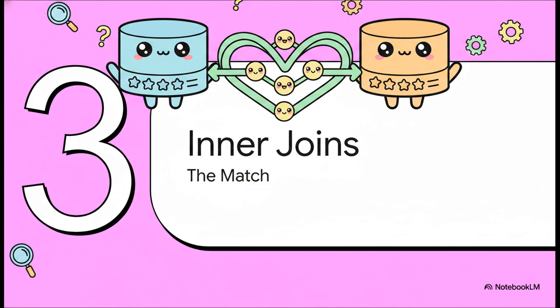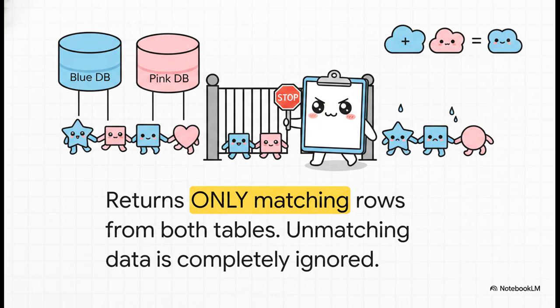Let's see how this sequential worker logic builds into our very first and probably most classical method. The inner join is strict, really strict. It returns only the matching rows from both tables. Any unmatching data on either side is completely ignored and thrown right out of your final result. And because it only cares about perfect overlap, the order of your tables doesn't matter one bit. Table A joined to Table B will give you the exact same result as Table B joined to Table A.